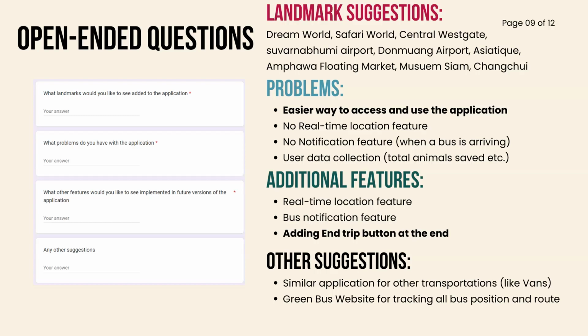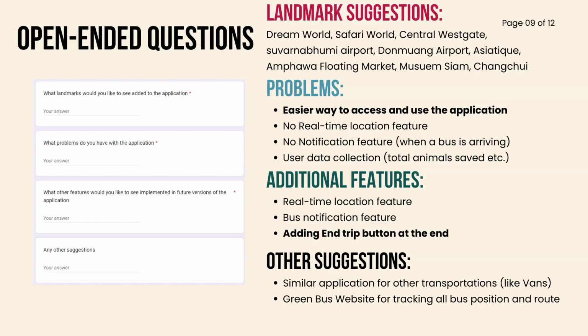Next, as for the open-ended questions, we have 4 of them. Firstly, it's about landmarks: any more landmarks, just like before in the questions they have answered, that they would like to see in the future. Here are a few of the suggestions, like Dream World, Safari World, and Central Westgate.